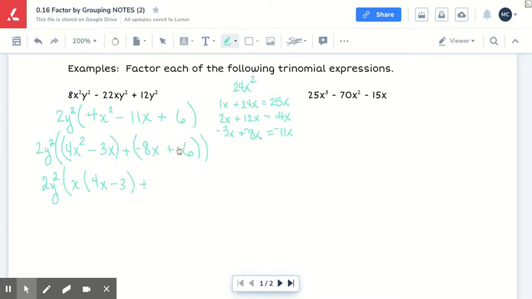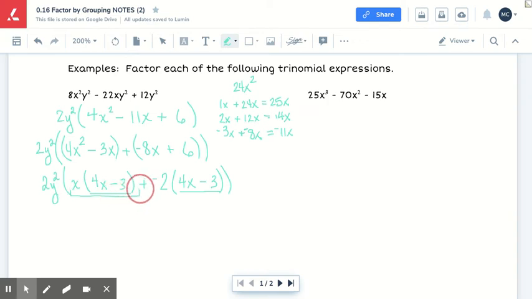And in the second group, negative 8 and positive 6, they have a negative 2 in common, taking out a negative because the first term was negative. So negative 8x divided by negative 2 would be positive 4x, and 6 divided by negative 2 would be negative 3. All right, now factor by grouping only works if after you've taken out the greatest common factor from each of your small groups, the two things that are in parentheses are identical, and they are in this case.